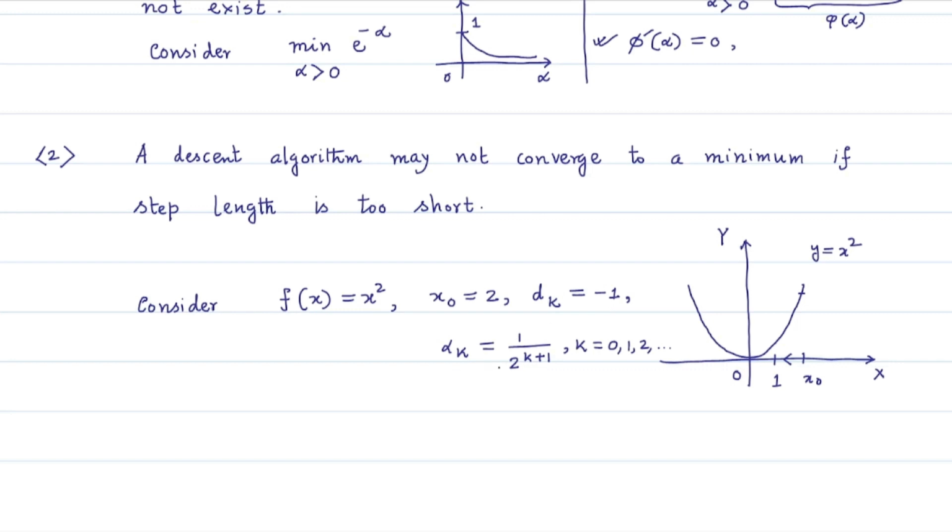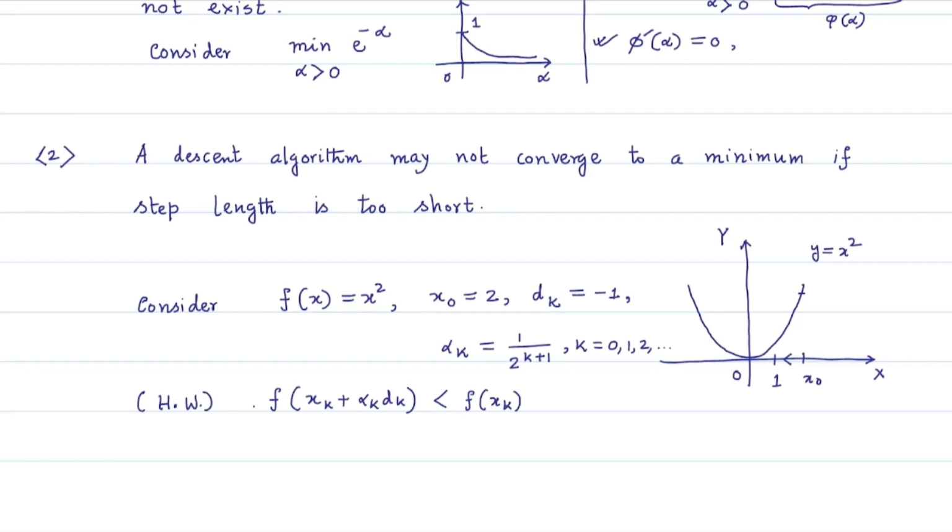By choosing this dk equal to -1, which is a descent direction, and alpha k to be 1 by 2 to the power k plus 1, we see that the function value at xk plus alpha k dk will certainly degrade. That means the function value at xk plus alpha k dk is less than the function value at xk. Let me give you a home task here. You please verify that this inequality is true.